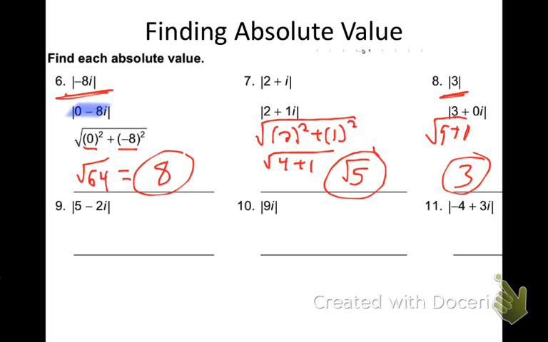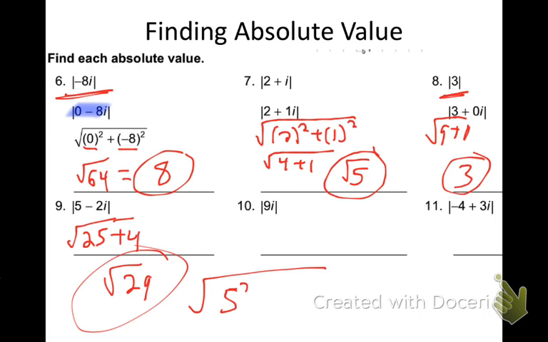Okay? Try numbers 9, 10, 11. Take a couple seconds to try these 3. So it comes from 5 squared plus negative 2 squared. Yep. Does that make sense? So that's where it gets. Good question, though.